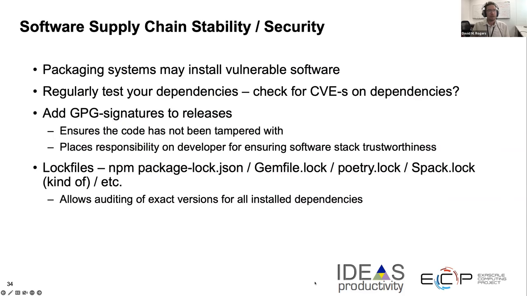I also want to put in a note on software supply chain stability and security. Packaging systems are there to help you install software, but they also provide an easy way to install vulnerable software. Unless you've checked that the software that the packaging system is installing is good, you're relying on the packaging system to find vulnerabilities. Ideally, they would do a great job of not putting vulnerable software into the packaging system, but again, it's always falling on you to look at your dependencies and understand what kind of vulnerabilities might exist there. Regularly testing your dependencies can also help. And in fact, you can also look at some CVE databases to see if there are known vulnerabilities and exploits related to the dependencies of your projects.